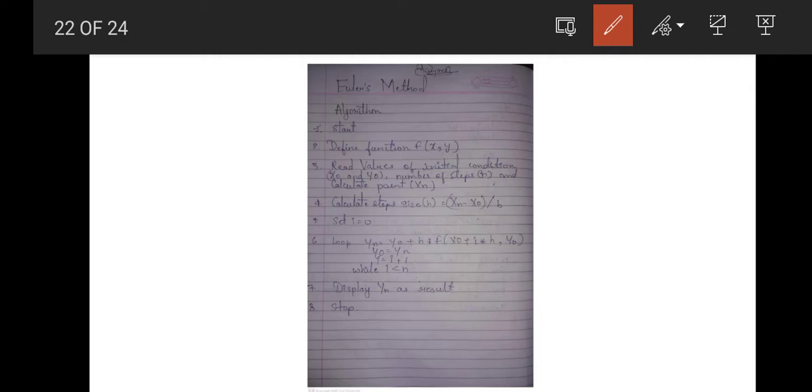Our topic is Euler's method. Euler's method is used for solving ordinary differential equations. Before understanding the algorithm of Euler's method, we first understand the concept of Euler's method.